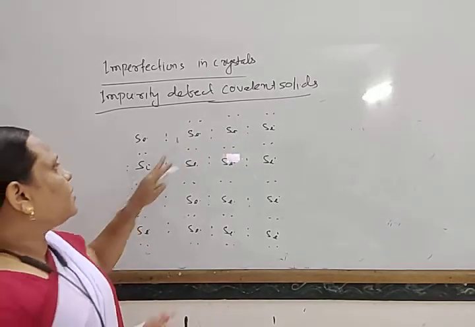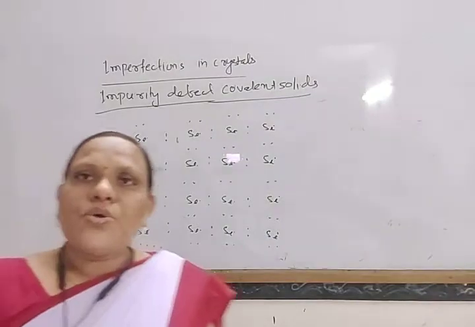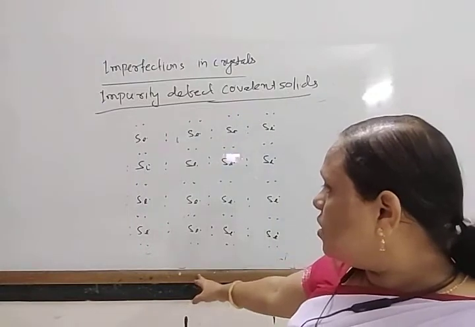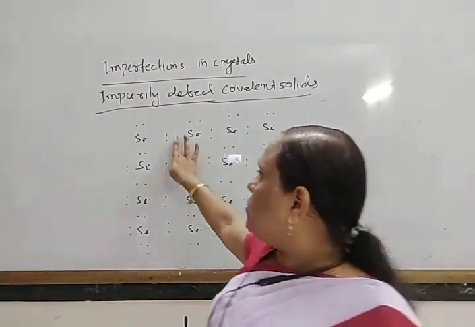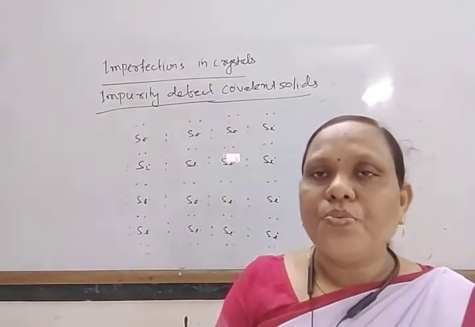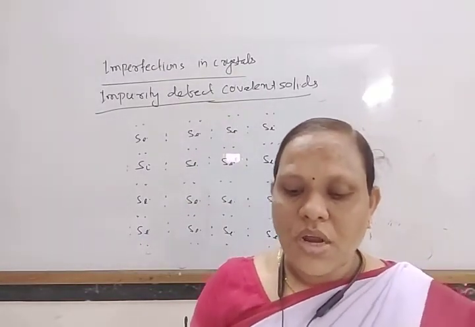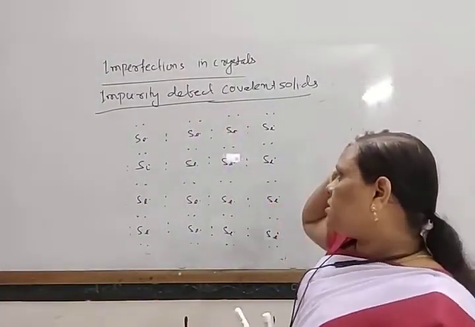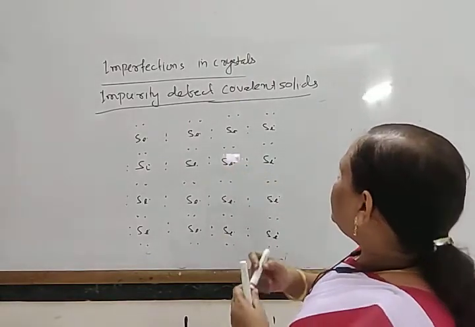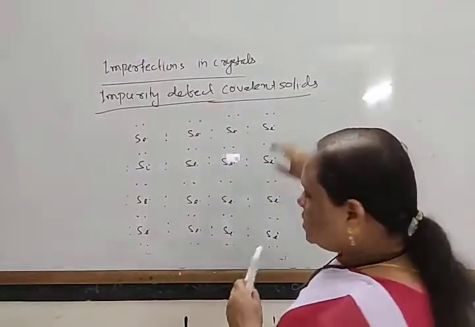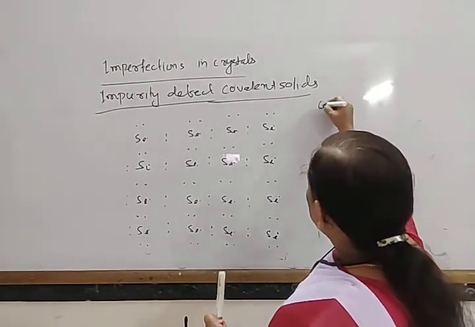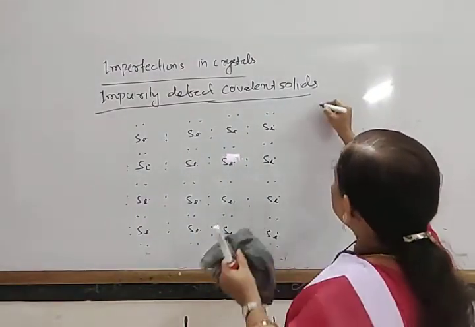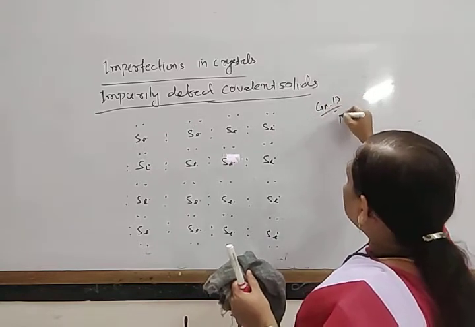If this silicon is doped with either group 15 elements or group 13 elements. You know silicon is a group 14 element, and when it is doped with group 13 or group 15 elements, that process is called doping. Suppose silicon is doped with group 13 elements, that is, with boron.